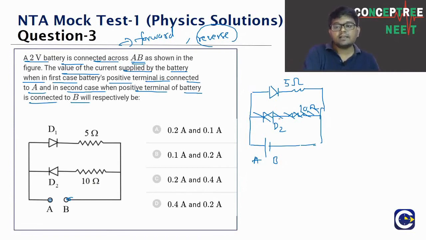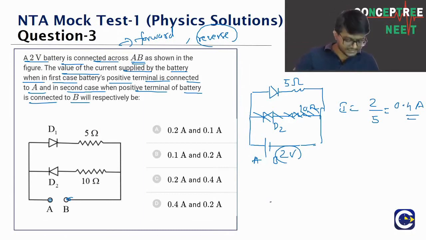So if you neglect it, then there is just a 5 ohm resistance. Means what will be the current? The battery voltage is 2 volt. So current is equal to what, guys? 2 by 5, which will be equal to 0.4 amperes. So first case, by that we can conclude the answer, guys.